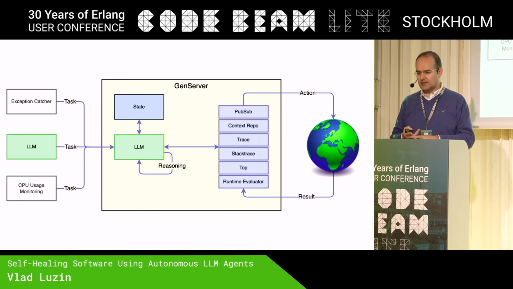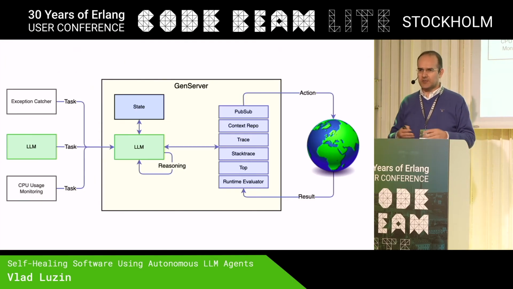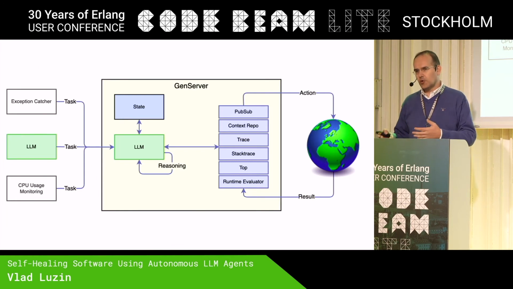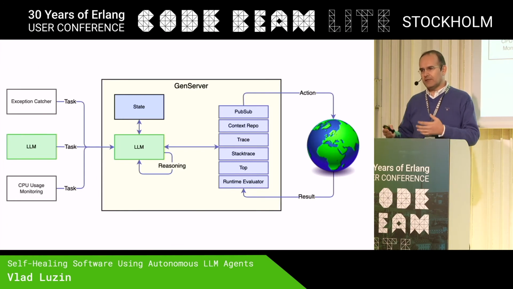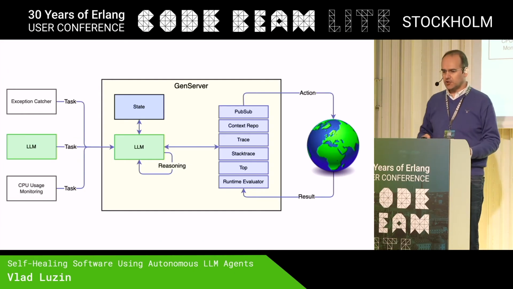So it's trace, stack trace, and top, so it can figure out why the task takes 100% of CPU and so on. And we give the runtime evaluator tool through which the agent can compile, evaluate the code, get all the errors and warnings, and try and fix if there are any issues.